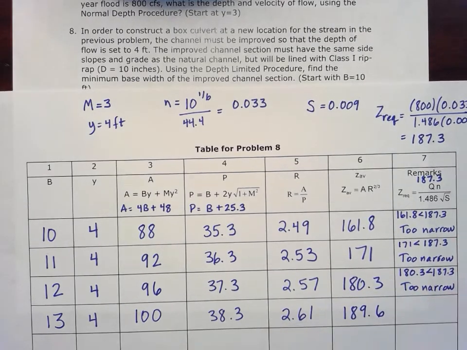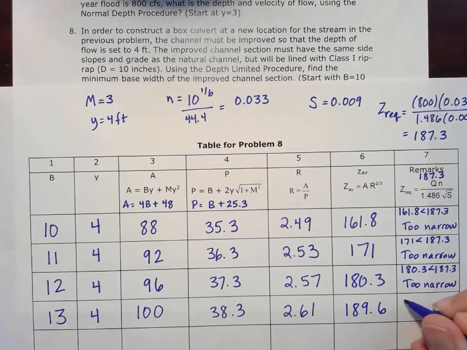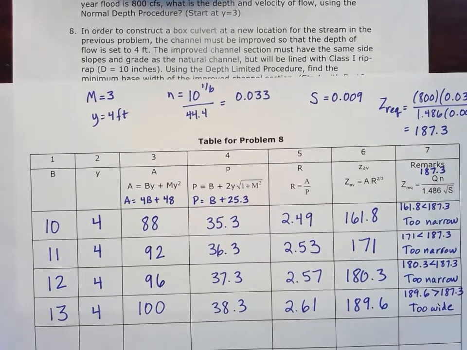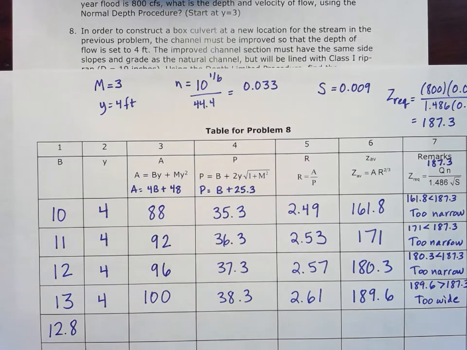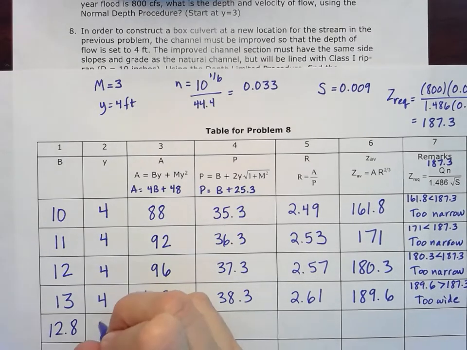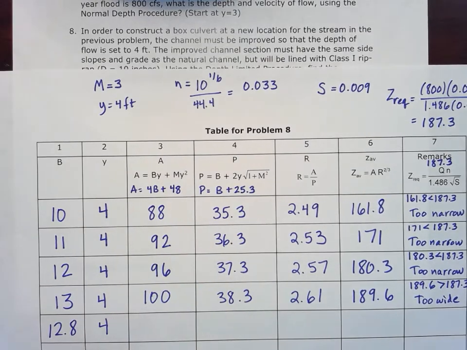189.6. Okay, now I'm getting a little bit too big. So 189.6 is now greater than that 187.3, so a little too wide now. So let's bring that in just a little bit, see if we can get a little closer here. I'm going to use 12.8. And with 12.8 and always the 4 for the depth, limited depth procedure.